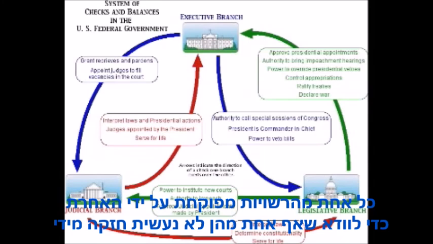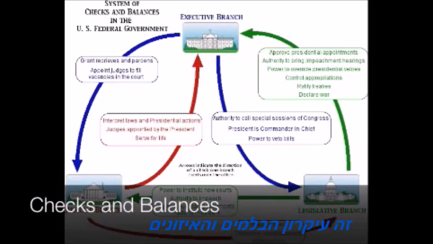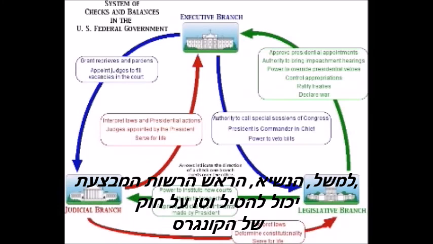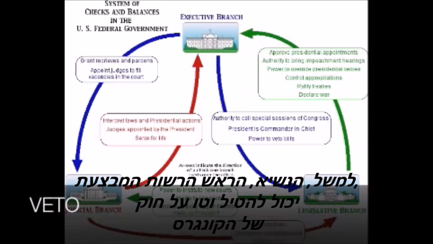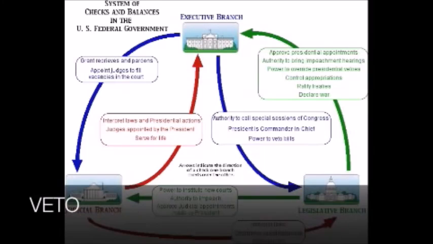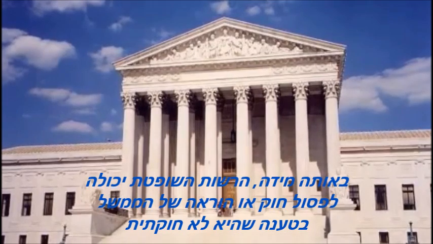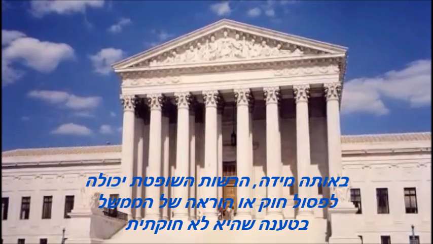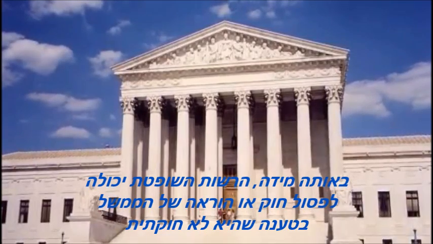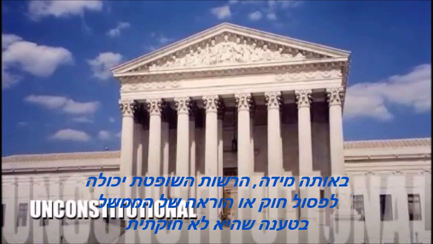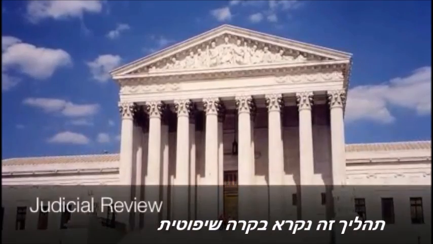Each of these branches can be checked by one another to be sure that no branch becomes too powerful. This is the principle of checks and balances. For example, the president, or chief executive, may reject or veto any bill written by the legislative branch. Likewise, the judicial branch can determine that a law passed by the legislative and the executive is unconstitutional. This process is known as judicial review.